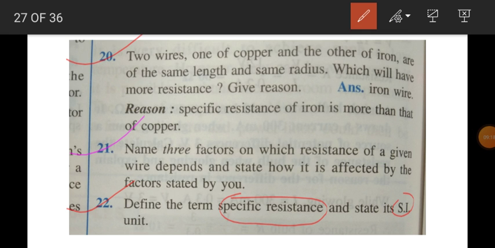21. Name 3 factors on which resistance R of a given wire depends. It depends upon length: length increases, resistance increases. It is inversely proportional to area of cross section: when area of cross section is less, resistance will be more. And the third factor is temperature: when temperature increases, resistance increases. So these are the factors on which resistance of a wire depends.